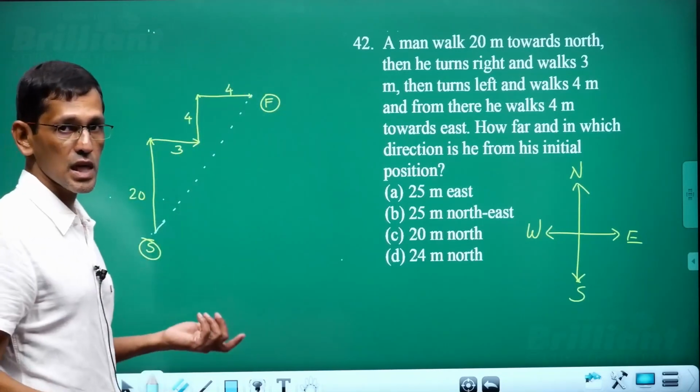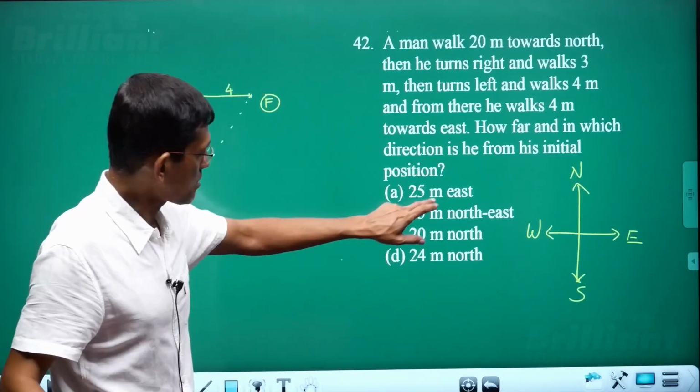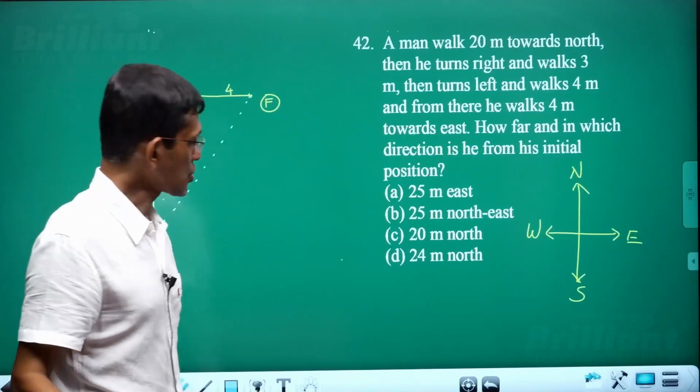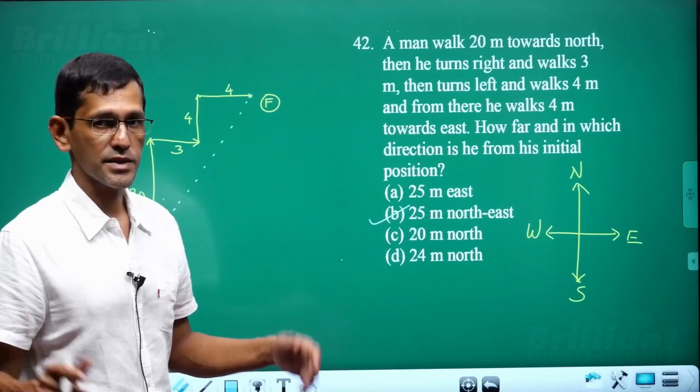So he is in a position, direction wise, what? Northeast. So how many answer choices are northeast? There is only one answer choice, northeast. So that would be the final answer. So that means we don't need to calculate the distance.